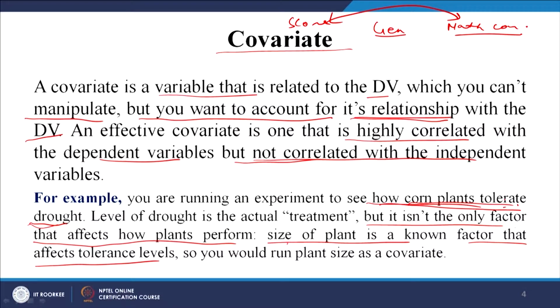So, here you see how the plant is tolerating the drought and the size of the plant will have high correlation, the dependent variable and the covariate will have high correlation. But the level of drought and the size of the plant, that has actually no correlation, right. So, now let us see another example.